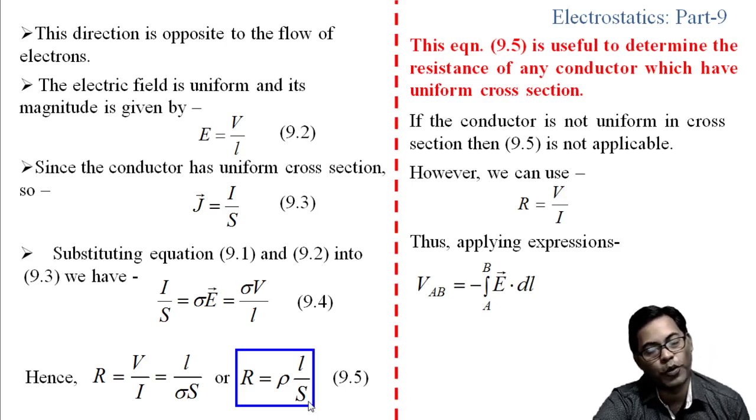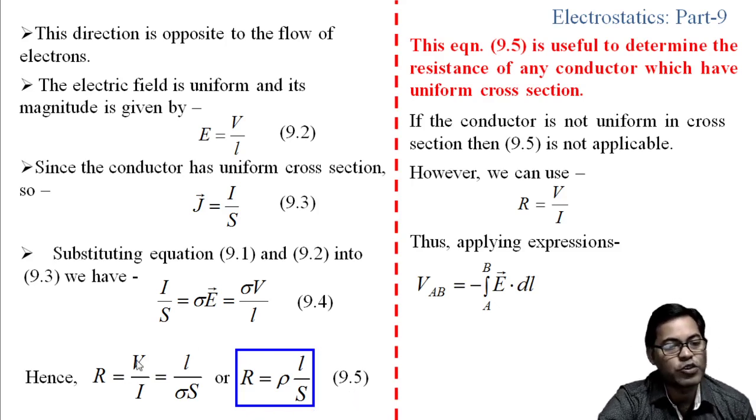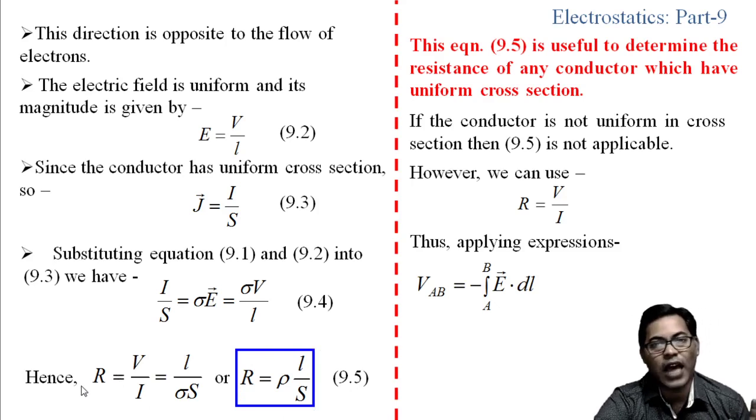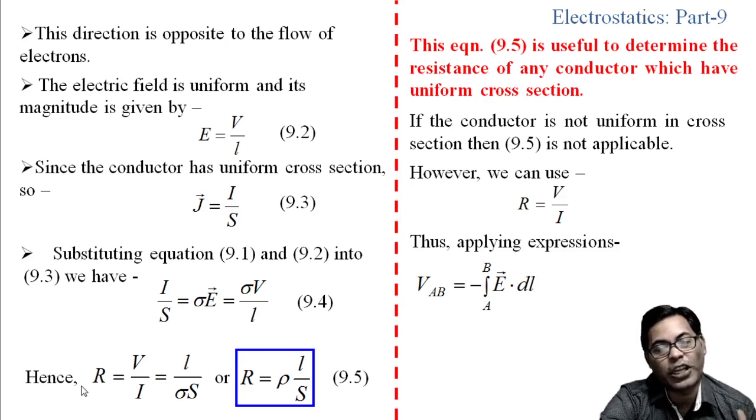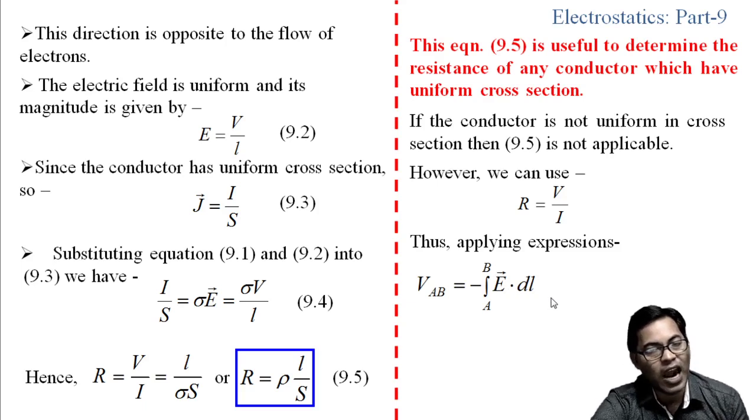So only when the cross section of the material is uniform can we apply expression 9.5, or R equals V by I, to calculate the resistance R. But if the cross section of the conductor is not uniform, then we can still use R equals V by I, but we are not going to apply equation 9.5, R equals rho into L by S. In this case, V can be written as VAB, that is equal to minus the integration from A to B of E dot dl, that we have seen in the earlier discussion.